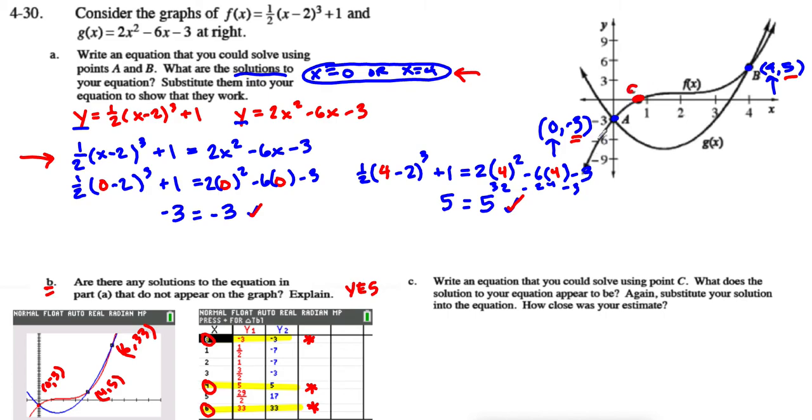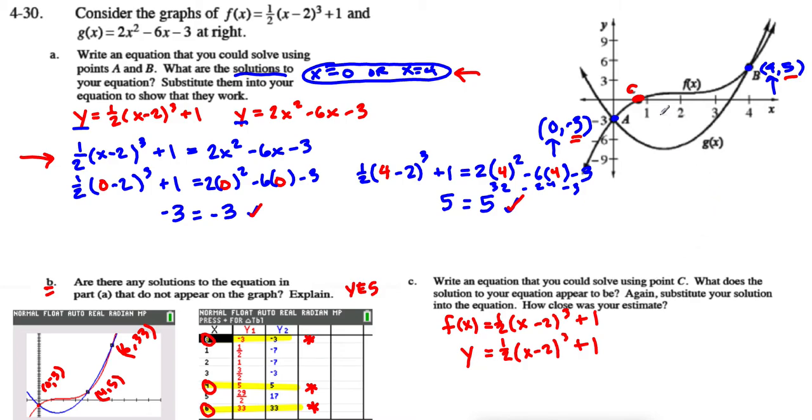And point C definitely lies on our function f of x here. So we've got f of x equals 1/2 times the quantity x minus 2 to the third plus 1. They want us to write an equation that we could use point C to solve. So what we need to think about here is, well, I'm going to go ahead and change this so it looks a little bit more familiar to some of you. Y equals the quantity x minus 2 to the third plus 1.